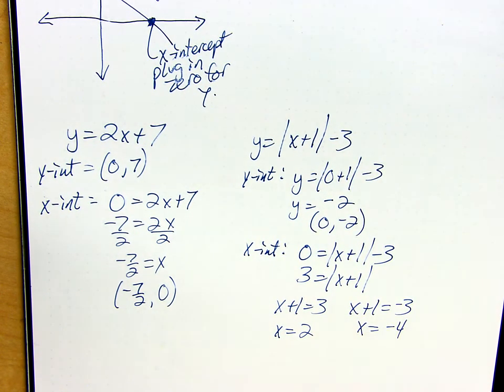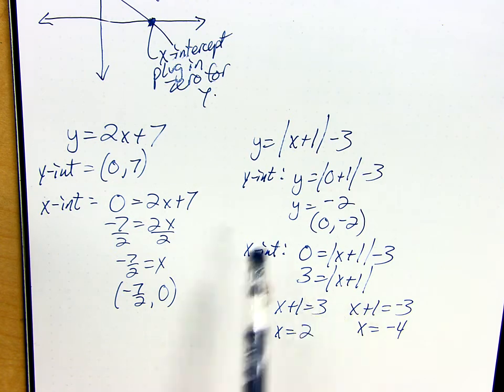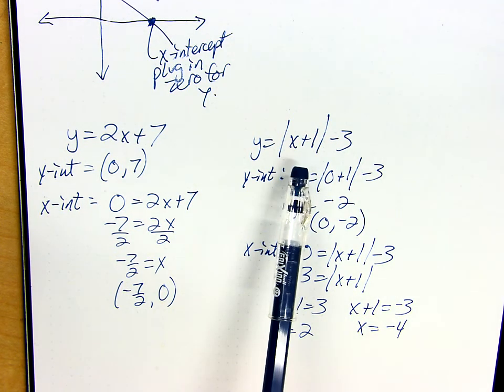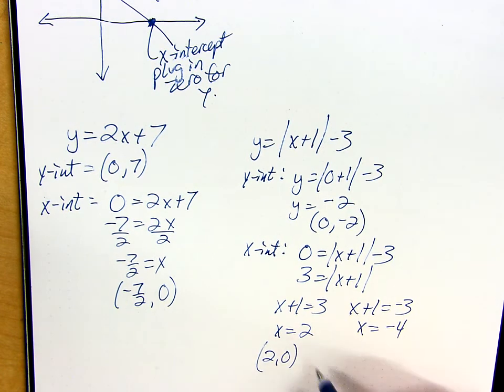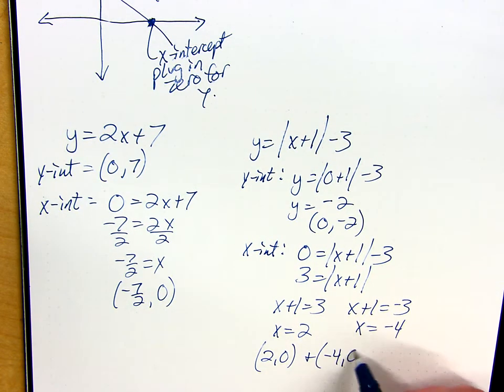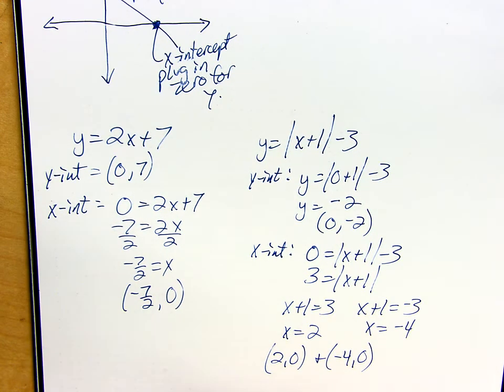So what does that mean about this graph? It must have 2 x-intercepts, so it crosses the x-axis twice. What shape is this graph? Do you remember? A V shape, so it makes sense that it's going to hit that x-axis twice. So my x-intercepts are at 2, 0 and at negative 4, 0. Perfect.